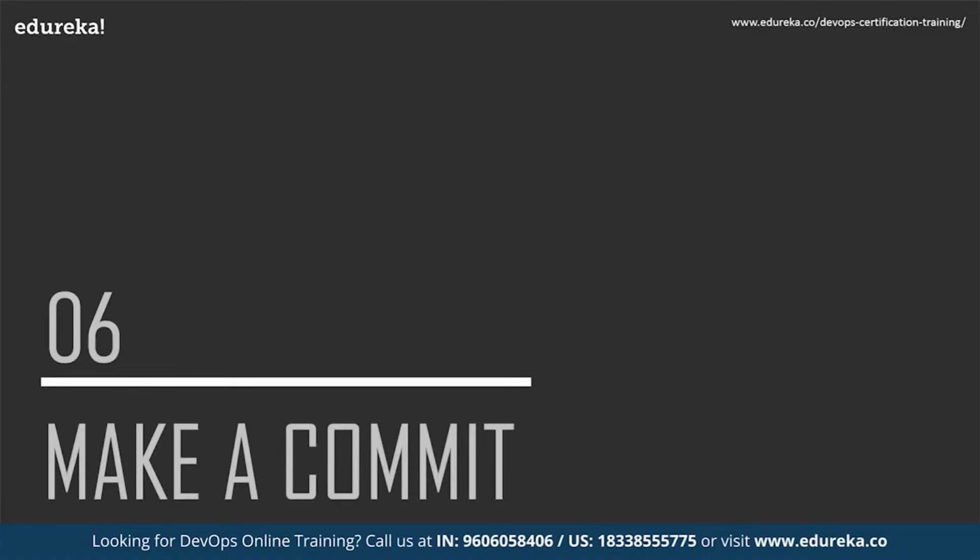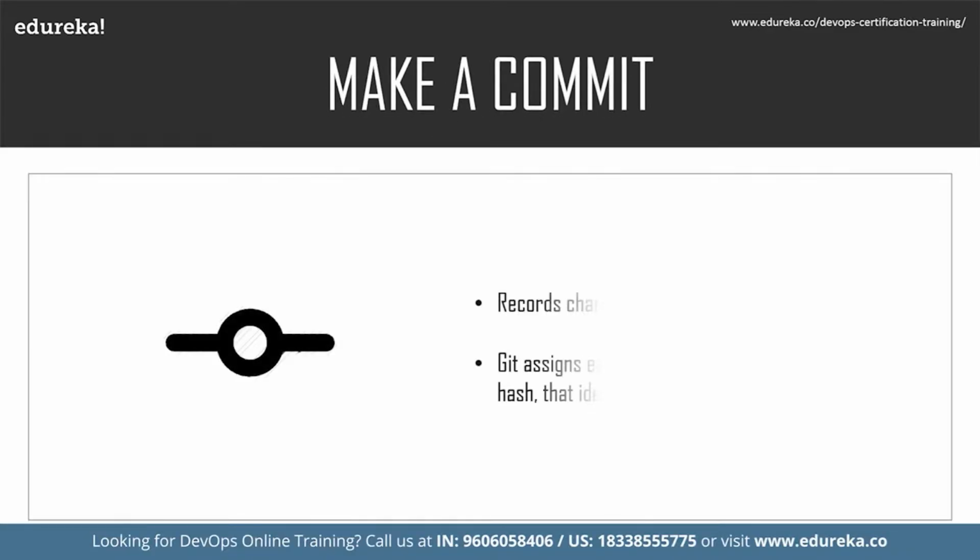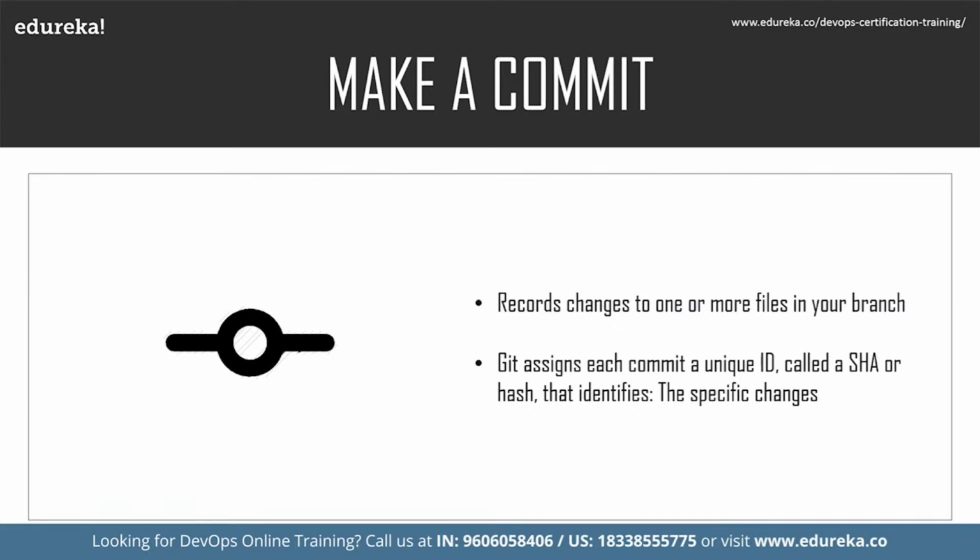Make a commit. Now, what are commits? Commits simply record changes to one or more files in your branches. Basically, they save the changes that you're making in your project. Git always assigns each commit a unique identification, which is called a SHA or hash, that identifies the specific changes. So for any changes made to your project files, you can simply go back and look at the version history, or the history of each commit you've performed on your project files. That's what commits are all about.